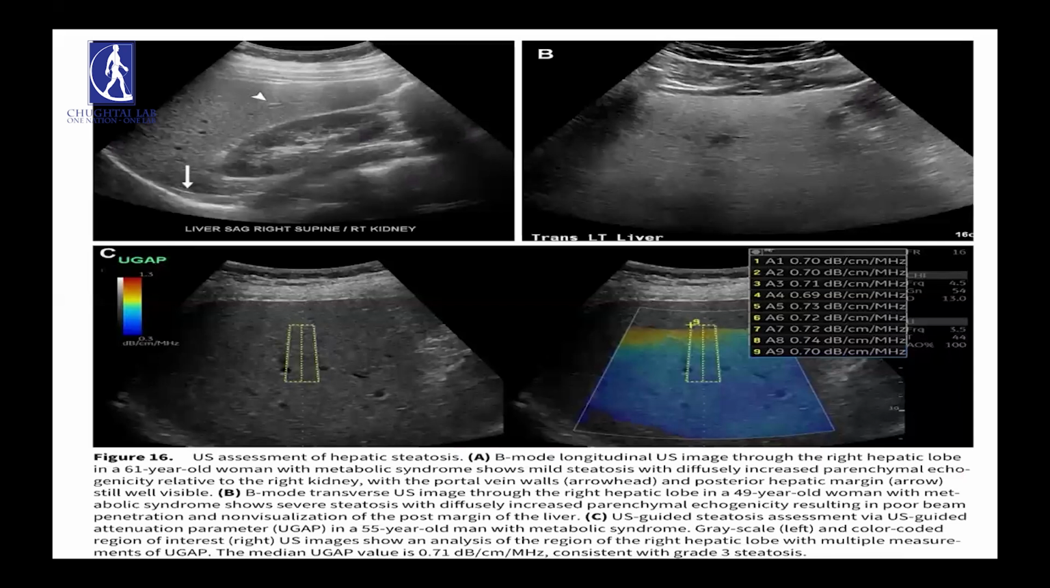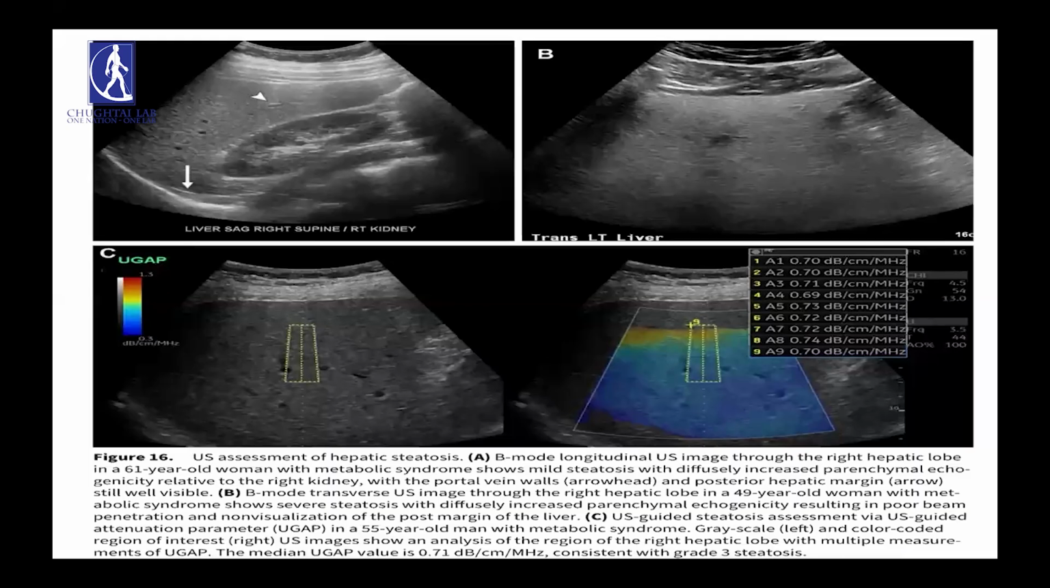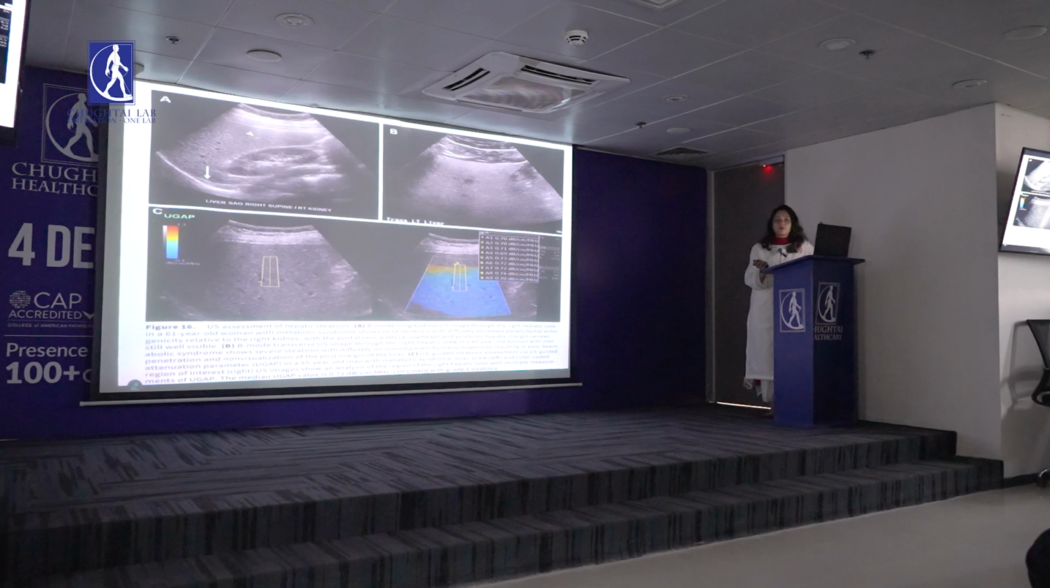These are the images showing the ultrasound assessment of hepatic steatosis. In image A, you can see that the margins of the liver are well visualized, and also the wall of the portal vein is echogenic. The liver is also hyperechoic compared to the right kidney. So this shows that this is a case of mild steatosis. However, in image B, you can see that the margin of the liver, in comparison with image A, is not very well visualized, and also the echogenic walls are not retained. So this is a case of progressive steatosis.